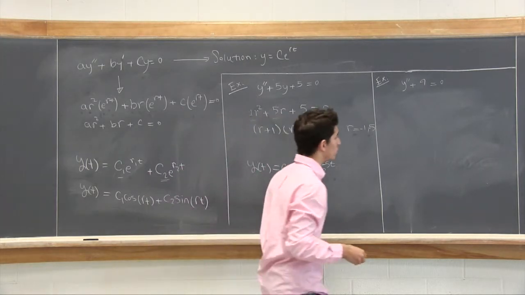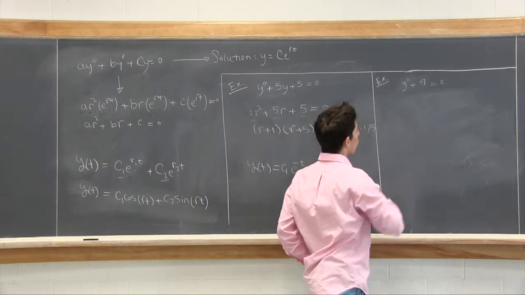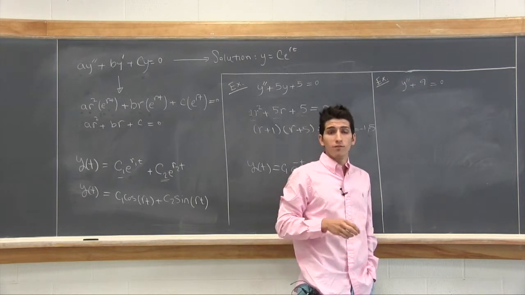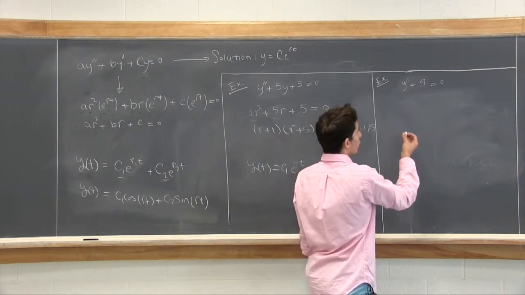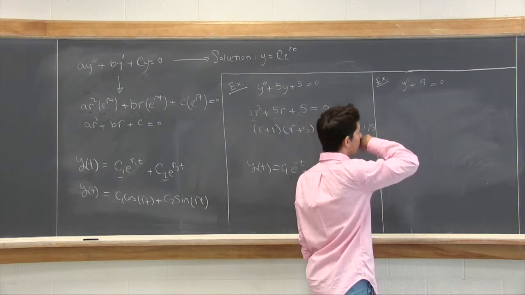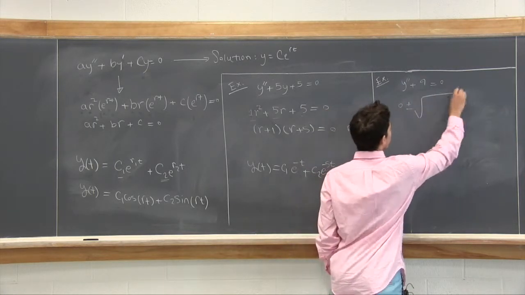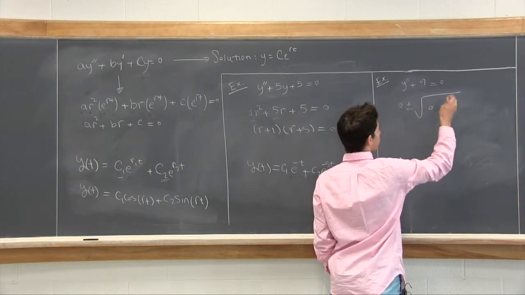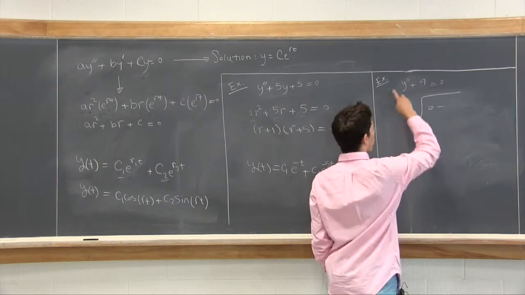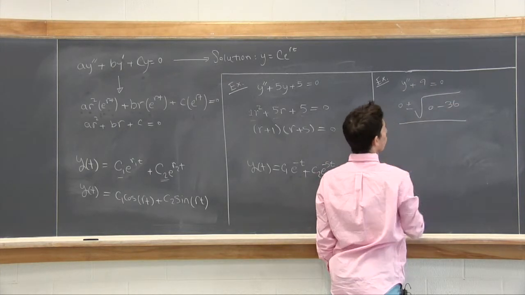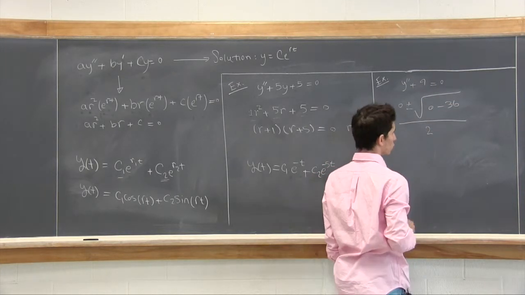So let's go ahead and do one that's a little different. y double prime plus 9y is equal to 0. I don't know how to factor that, let's say, so I'm going to use the quadratic formula. It's going to be minus b, b is 0 here, so 0, plus or minus the square root of b squared, again 0, minus 4ac. 4 times 1 times 9 is 36, all over 2 times a, or 2.